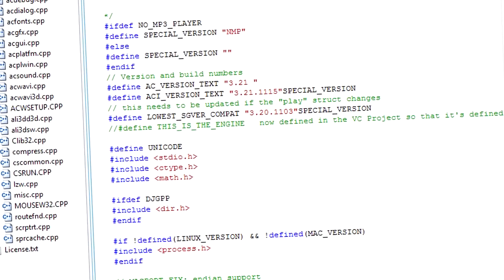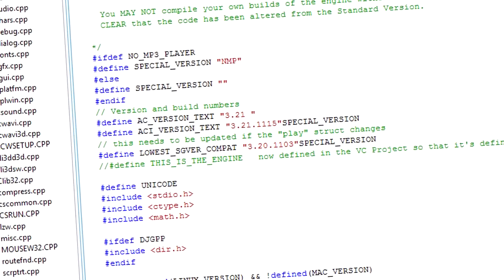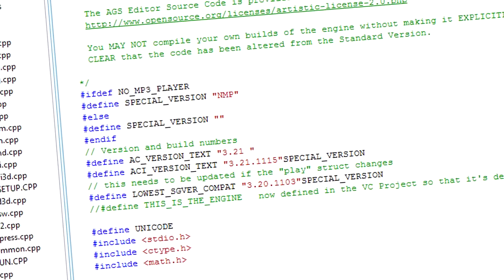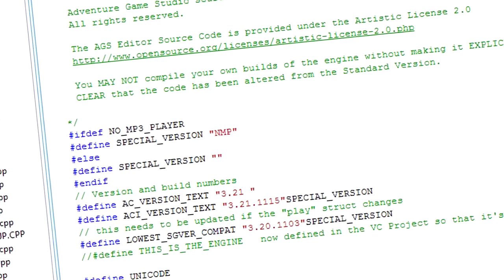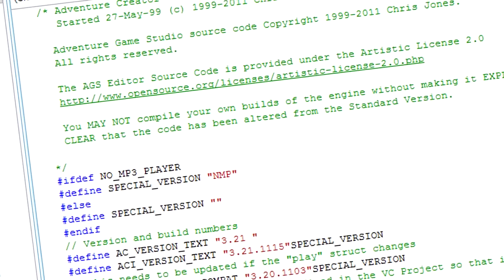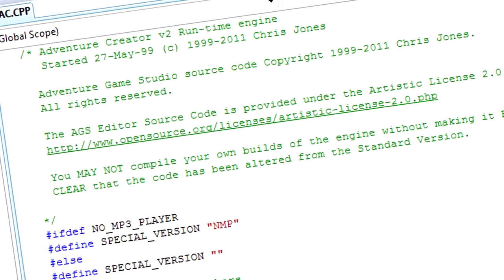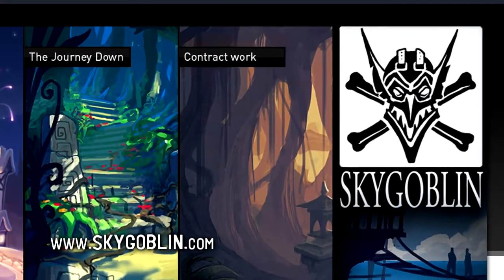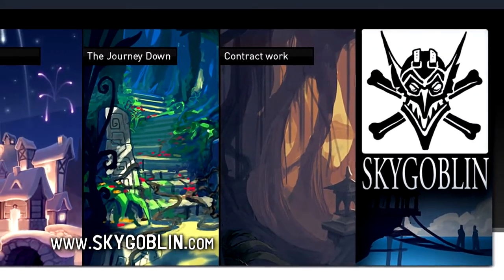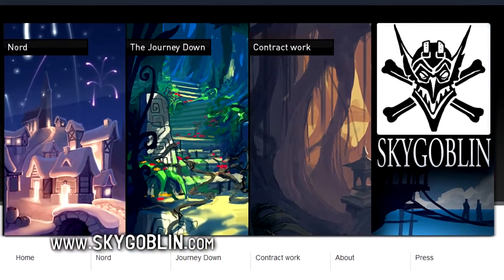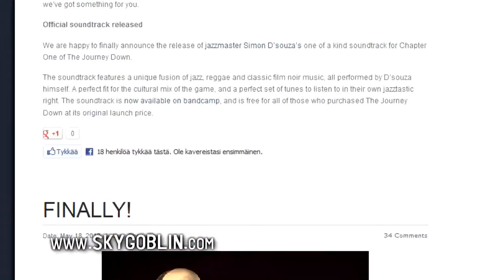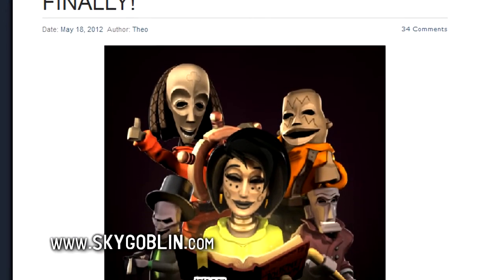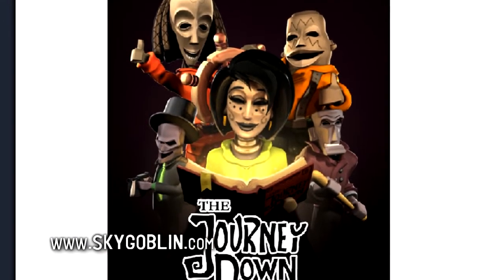So, if I understand correctly, it is because AGS is open source nowadays. Yes. So some guy modified the original code so it would support 720p. Yes, it's one of the folks at Sky Goblin who did The Journey Down. Shout out to Sky Goblin. Which they are selling now, so go buy it.